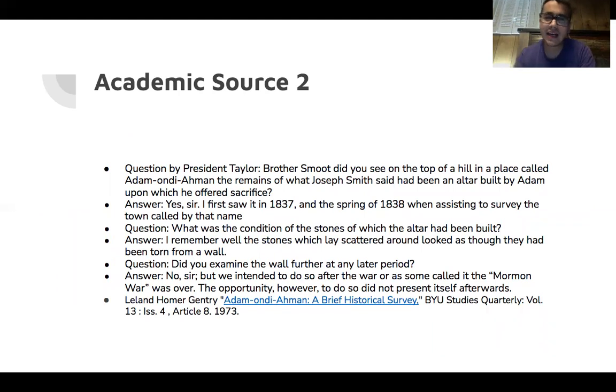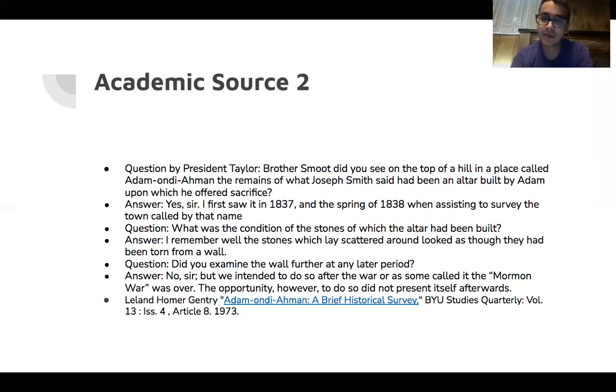It's President Taylor interviewing Brother Smoot, a man who was there with Joseph Smith when they found the place. It says, "Did you see on the top of the hill a place called Adam-ondi-Ahman, the remains of what Joseph Smith said had been an altar built by Adam?" He said, "Yes, sir, I saw it in 1837." "What was the condition?" "They were great. They looked like they had been torn from a wall."